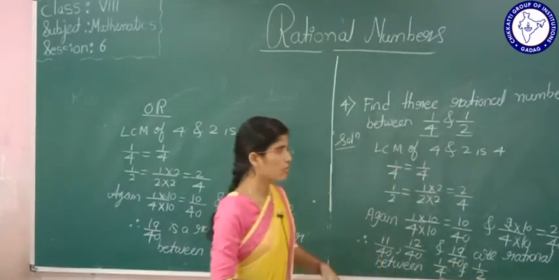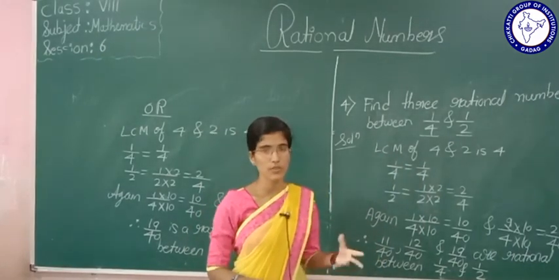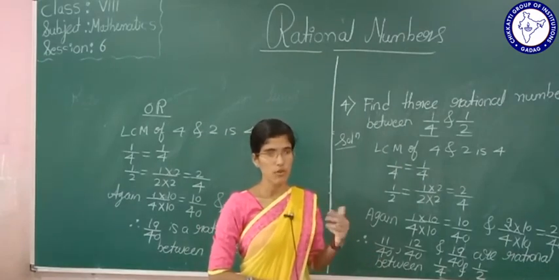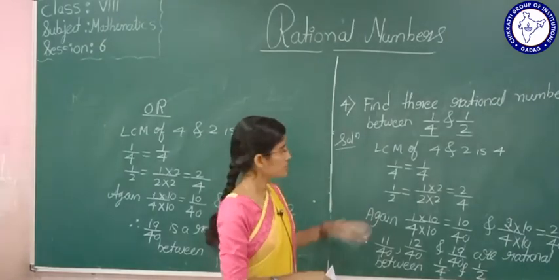So better you go for the LCM method only. It will come in a very easy manner. If you take the mean, for one rational number it's okay. For more than 2 or 3, we will get a lot of confusion.